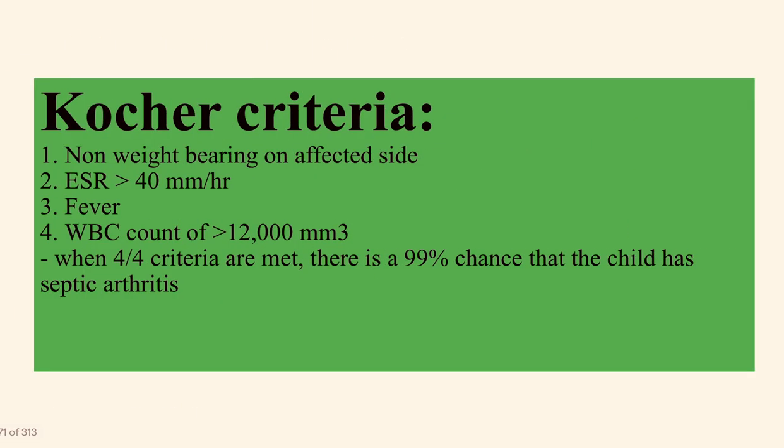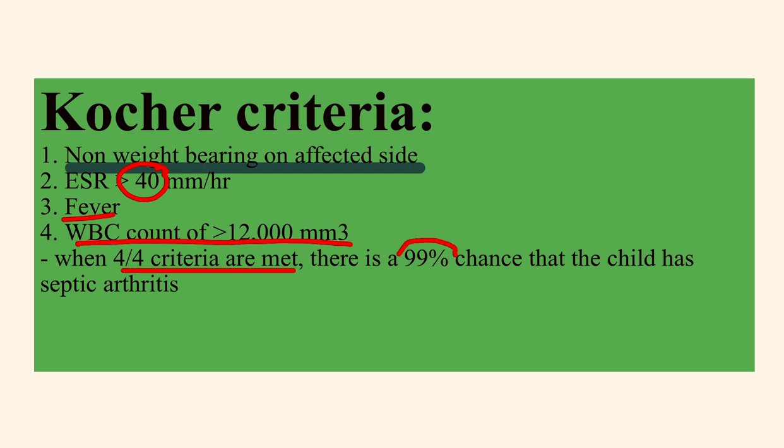Now see the Kocher criteria. So what is the Kocher criteria? First of all, non-weight bearing of the affected side. That means when there is septic arthritis in this area, usually the patient is unable to bear weight. ESR is more than 40, fever, WCC is more than 12,000. When all 4 criteria are met, there is a 99% chance that this child has septic arthritis.